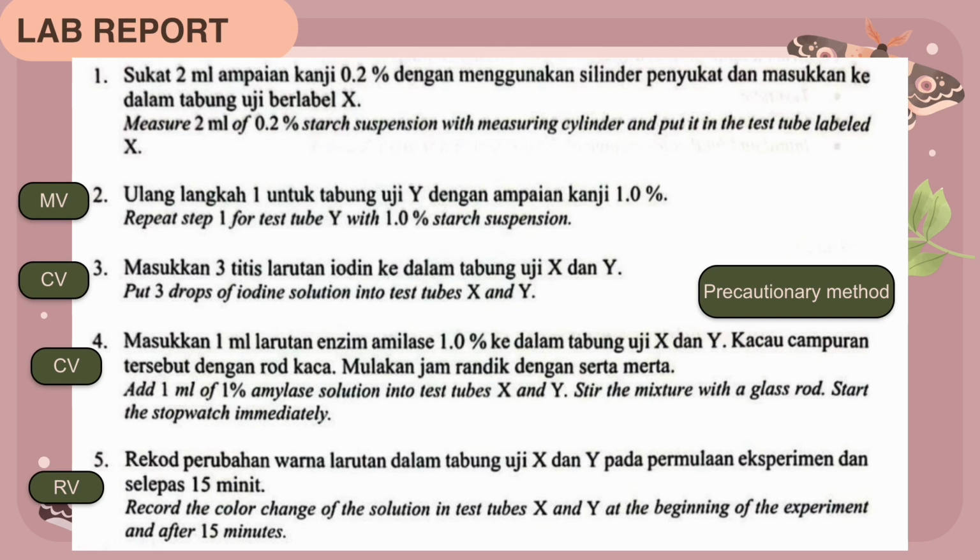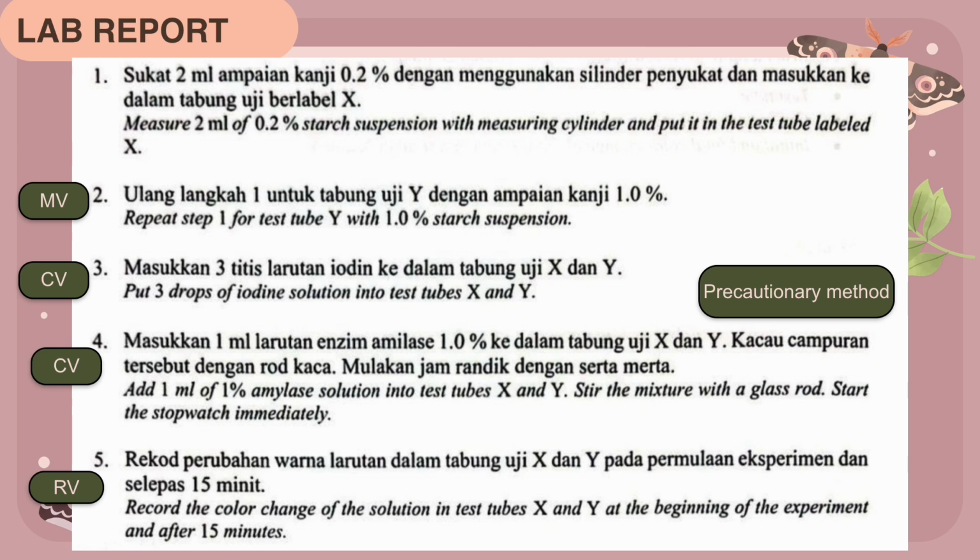Okay, before I end my video, I will show you what are the necessary things that you need to have in your lab report. Look at this example. Procedure number 1. Measure 2 ml of 0.2% starch suspension with measuring cylinder and put it in the test tube labeled X. For step number 1, if you do the measurement, you need to write down the value and you need to write down the apparatus. These are what we call set up the apparatus.